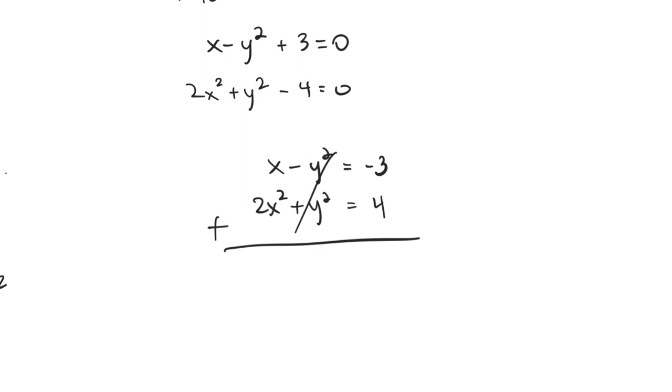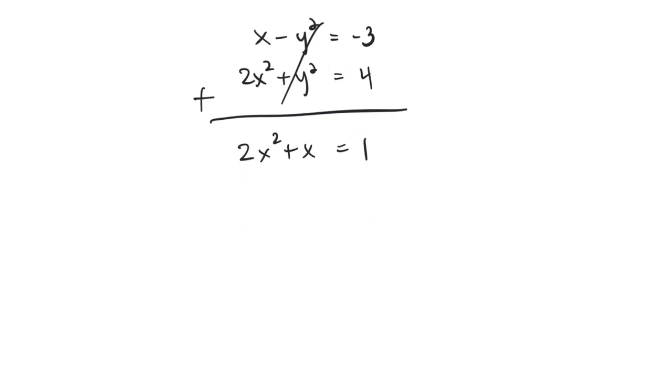Now if we use elimination method, those are like terms, so negative y squared and positive y squared cancel out, but since these are not like terms, you can't combine them into one term. It would just be 2x squared plus x, and then negative 3 plus 4 is equal to 1, and this will give us a quadratic equation, which we can solve by factoring.